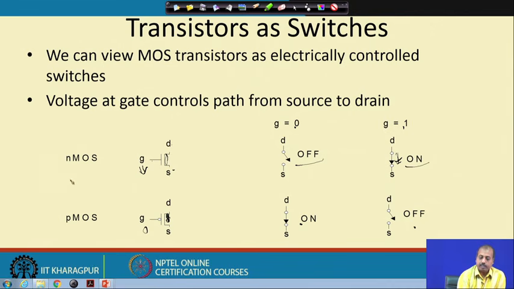For an nMOS transistor, it is off if G equal to 0, and it is on if G equal to 1. For a PMOS transistor, it is on if G equal to 0, and it is off if G equal to 1.